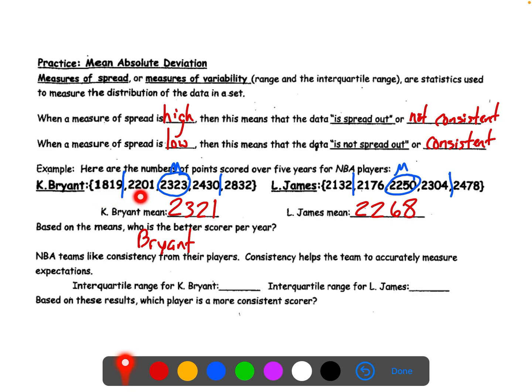Okay? Now, what we could do to find that is add them up and divide by 2, and that would tell us what would fall right between them. So let me do that real quick. I'm going to add 1,819 to 2,201, divide that by 2, and my Q1 is 2,010.